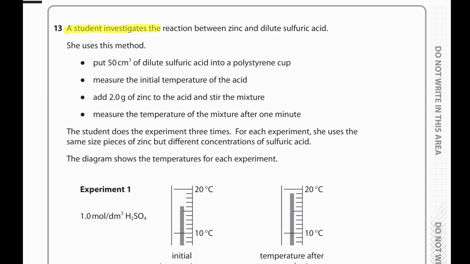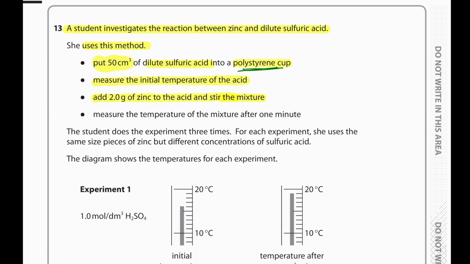A student investigates the reaction between zinc and dilute sulfuric acid. She uses this method. First of all, she puts 50 cm cube of dilute sulfuric acid in a polystyrene cup, measures the initial temperature of the acid. So a polystyrene cup is used so that the heat escape to surrounding is the minimum, because polystyrene cups are very good insulators.